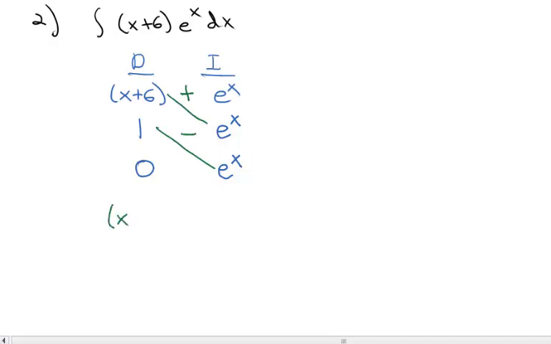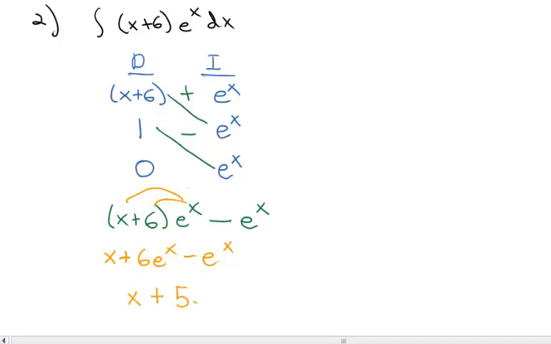So for our solution, we have (x + 6) e^x minus 1 times e^x is e^x. This one we can actually simplify a little bit, so I'm going to go ahead and do that. We'll do that in orange, though. So we've got (x + 6) e^x minus e^x. Combine like terms on the e^x's, we get (x + 5) e^x for our final integral. Oh, plus C, of course. Don't forget the plus C.